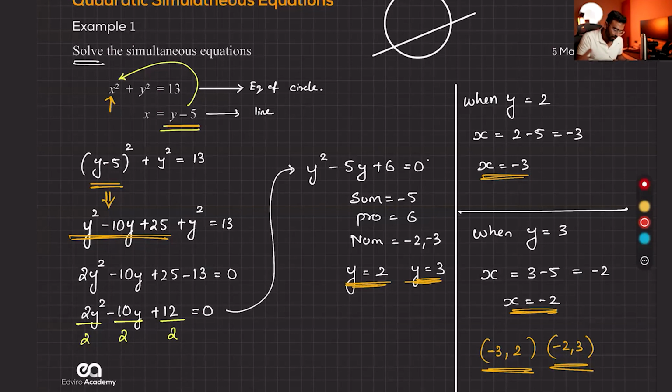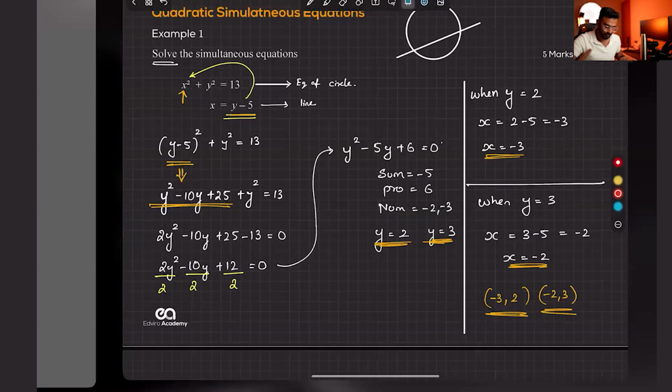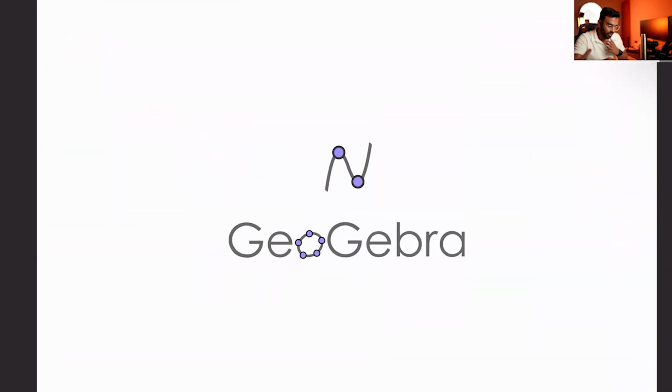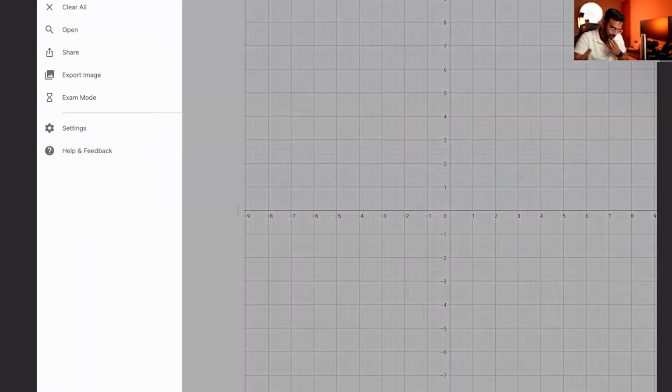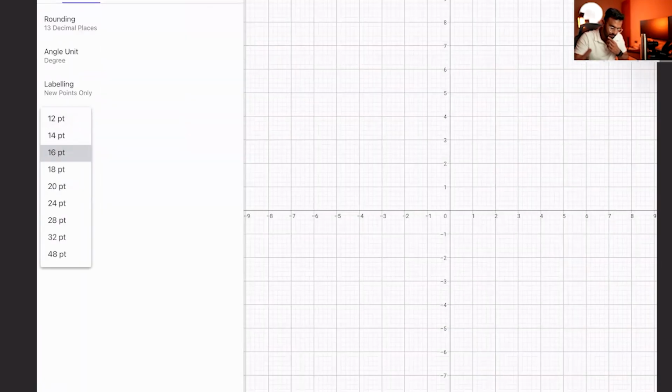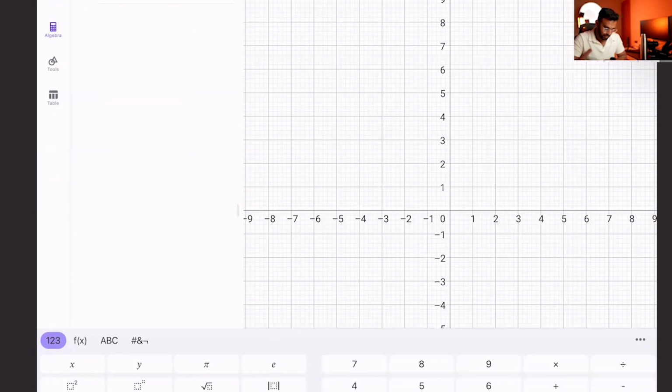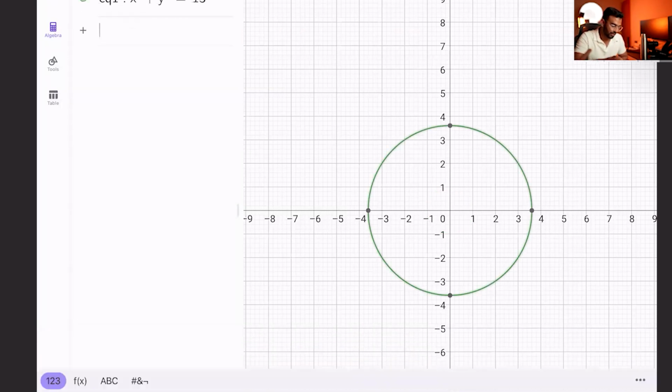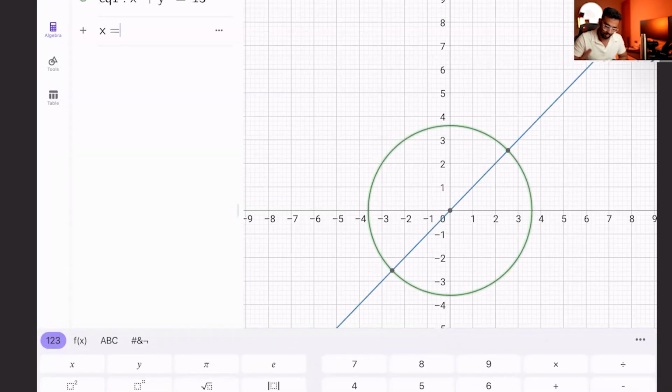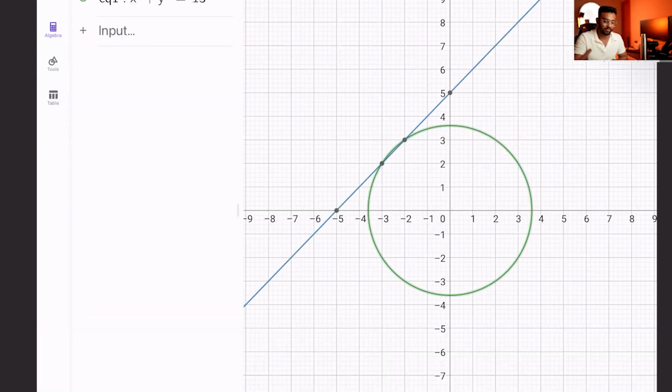So you have x square plus y square. If you guys understood, feel free to jump off. I'm just showing something here, or if you have time, please feel free to stay as well, guys. So if you type in the equation here, that is x square plus y square equals 13, and we have a circle. And the next equation is x equals y minus 5. There we go. And it's touching it, right?